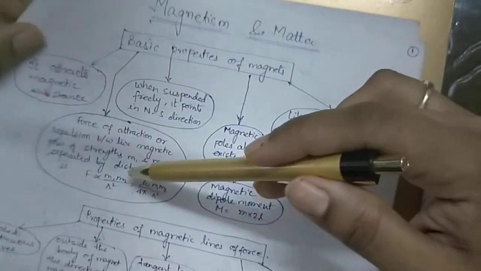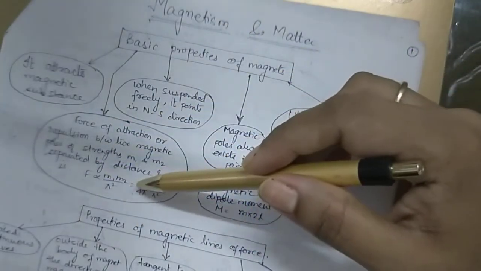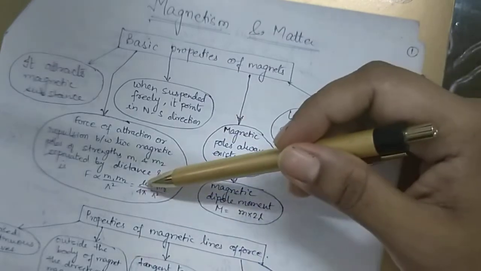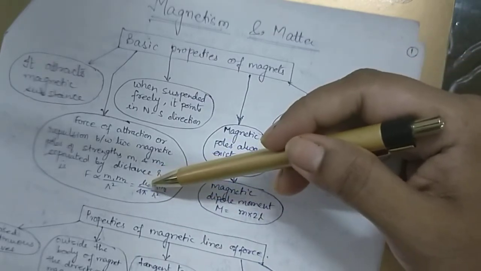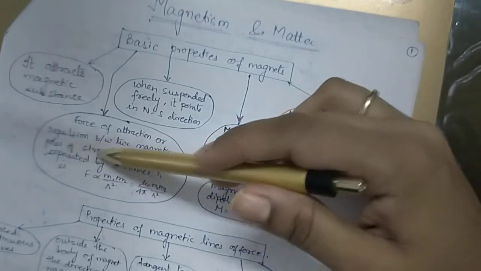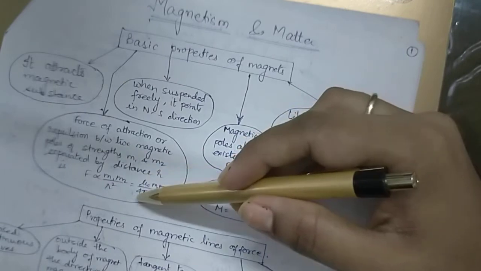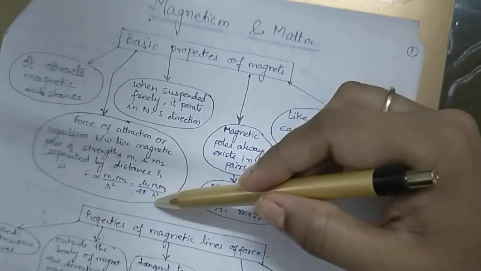If you remember, a similar formula you've done, F is equal to K Q1 Q2 by r square. Here, in place of Q1 Q2, we have magnetic pole strength. So m1 and m2, these small m1 m2 are the pole strengths of the magnets. So mu naught by 4 pi, the constant which we use in magnetism, into m1 m2 by r square.